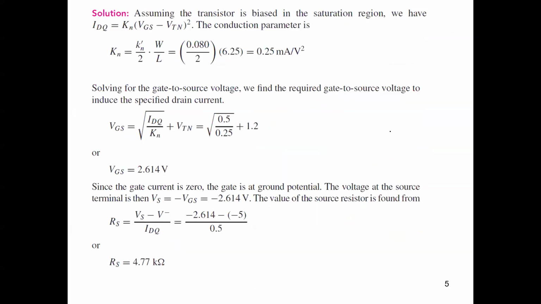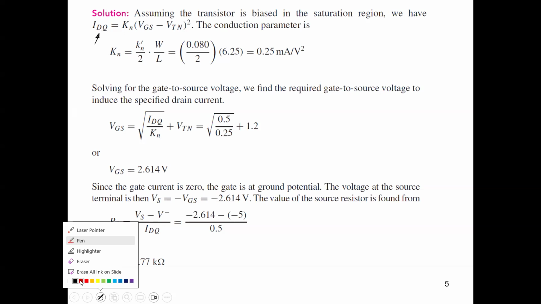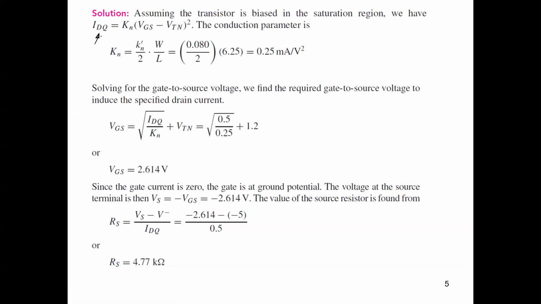Starting firstly with assuming that the transistor is biased in the saturation region. So this is the normal assumption we start with. So we have the relation ID equals Kn times (VGS minus VTN) squared. But here we call it IDQ, because by the end this is going to be the Q point of our design.